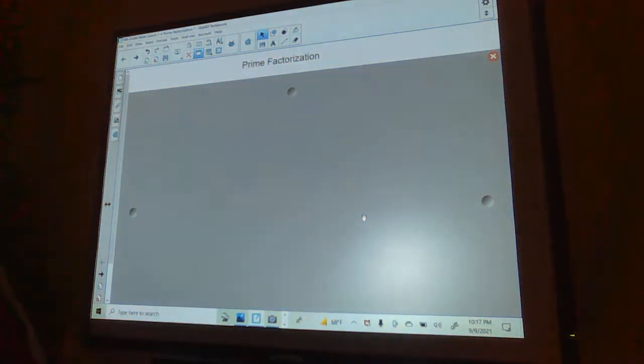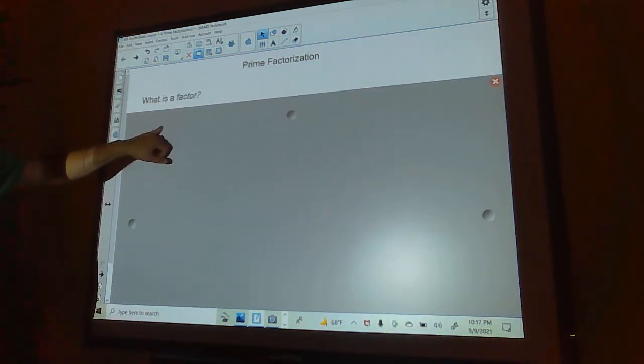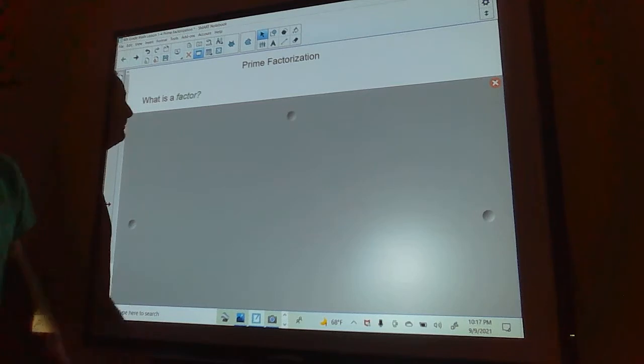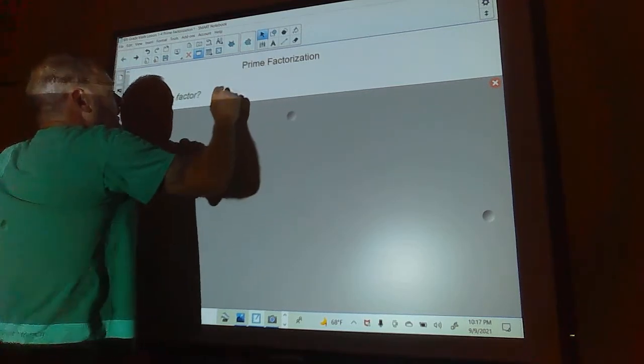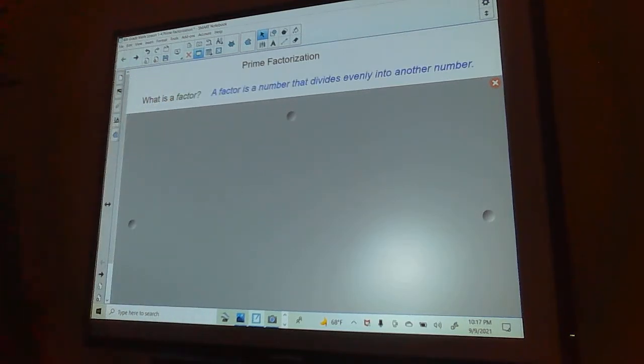Hey guys, today we're going to talk about prime factorization. So first we got to know, what is a factor? A factor is a number that divides evenly into another number.